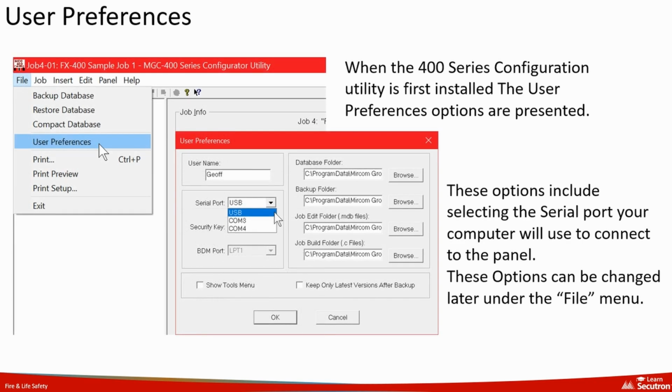When the 400 series configuration utility is first installed, the user preferences options are presented. These options include selecting the serial port your computer will use to connect to the panel. These options can be changed later under the File menu.